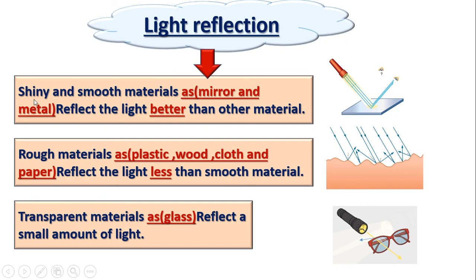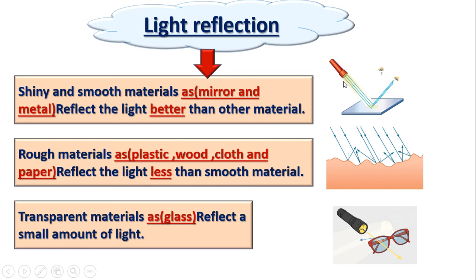Number 1, the shiny and smooth materials. What is the meaning of smooth? Soft materials. What are the shiny and smooth materials? Like the mirror, super, the mirror, and also the metals. Mirror and metals are shiny and smooth materials. They reflect the light better than any other material. Look at the light reflection of the mirror. It's better than any other material. It reflects the light in one direction into your eyes directly.